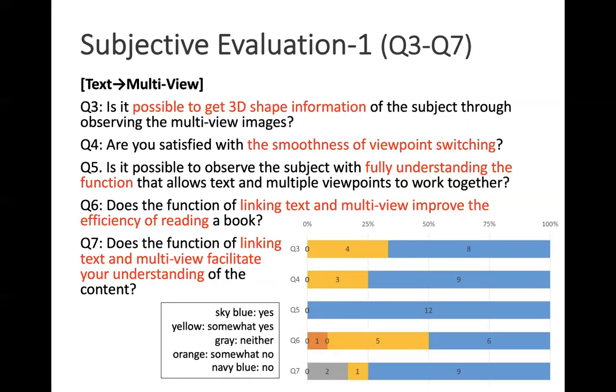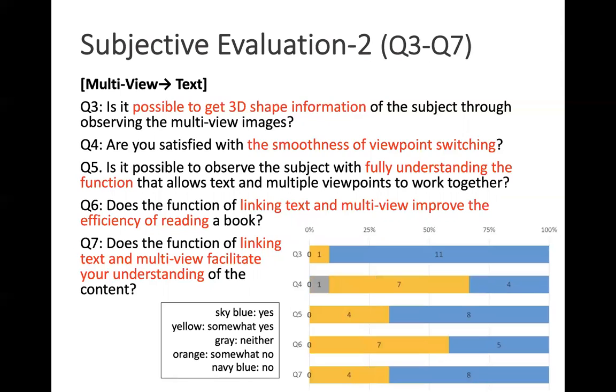many people are more interested in the photographs because the text and the multi-view image work together. And many of them want to look at the pictures even if they were not explained. This figure shows the result on effect of controlling text display by multi-view manipulation. It means from multi-view to text.